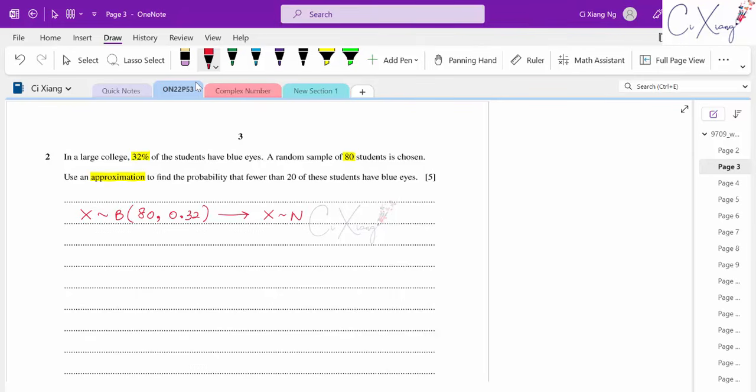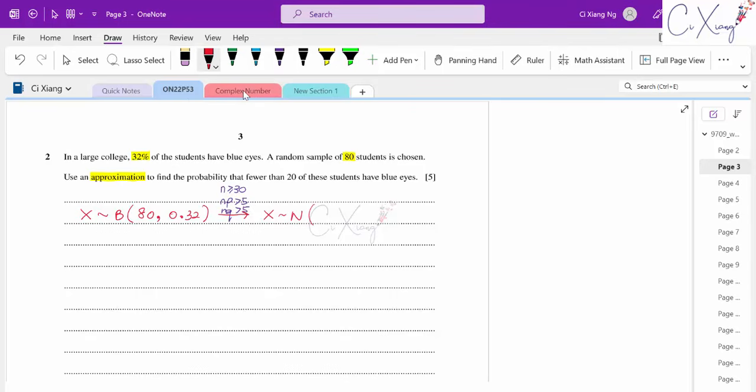Since the question already mentioned that we have to use approximation, from binomial we change it to normal. But when you want to apply approximation from binomial to normal, we need to have the criteria where n is greater than or equal to 30, np is greater than 5, and nq is also greater than 5. If you double check all the criteria here, you realize that it fulfills the criteria to change binomial to normal.